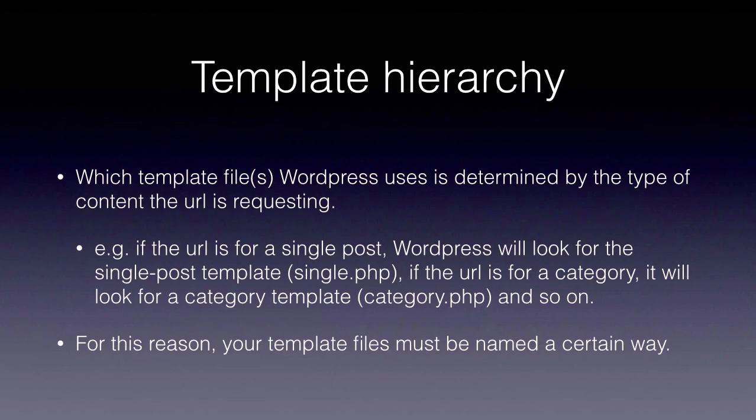So for example, if the URL is for a single post, WordPress will look for the single post template, which is called single.php. If it's for a category, it will look for a category template, which is called category.php, and so on. And this is the reason that you need to very specifically name your template files this way. Because what it will do is go, okay, you're viewing a particular category of posts. I'm going to look in your currently active theme directory for a file called category.php. And if you name it something slightly different, it won't find it and it won't use that template file. So the documentation will detail exactly how you're meant to name these template files.